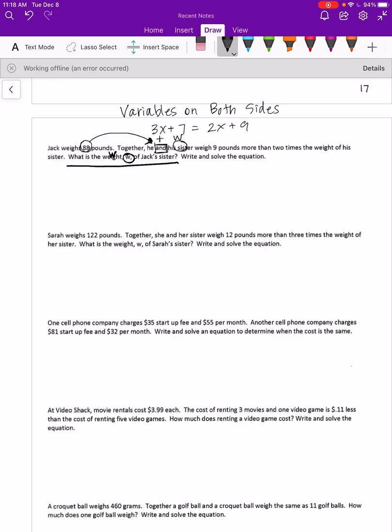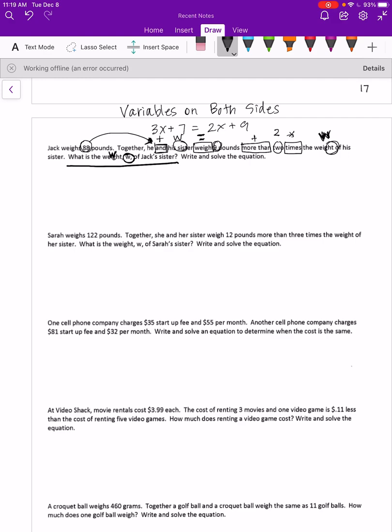Okay, so it says Jack and his sister. So he and his sister, 88 plus W, weigh. This weigh, believe it or not, is going to be your equal sign. And it says 9 pounds more than is a clue. It would be addition. 2, that's 2, times means multiply, the weight of his sister. So there's that weight of his sister again. So that's another W. And remember, I'm going to have variables on both sides. So there's my 2 variables. What is the weight W of Jack's sister?